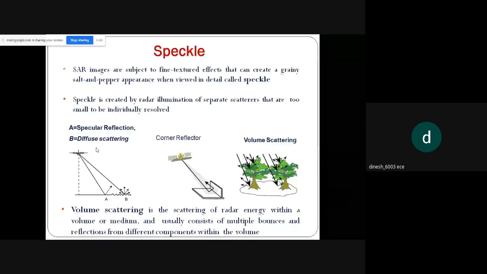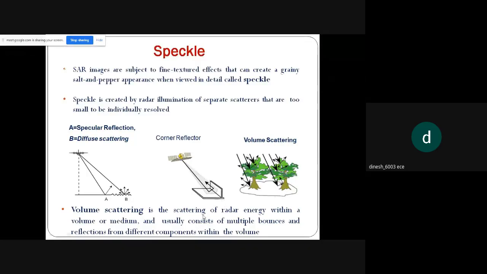You can see specular reflection is this A and it reflects back. So that is A, which is your specular reflection we are seeing. Then there is the diffuse scattering. When the signal falls on this type of surface, it scatters. So this is your diffuse scattering. This third one is your corner reflection. You can see in the diagram, a satellite or an aircraft sends the signals. The signals fall on the surface like this, and it goes like this. So like this, imaging radar also can be done. So this is called as corner reflector, or corner reflection.